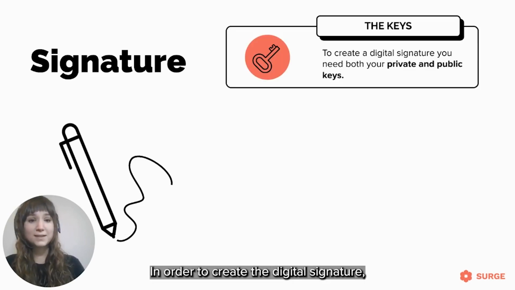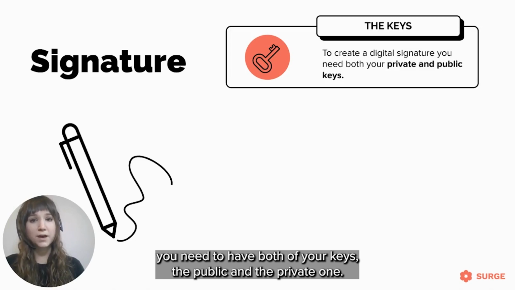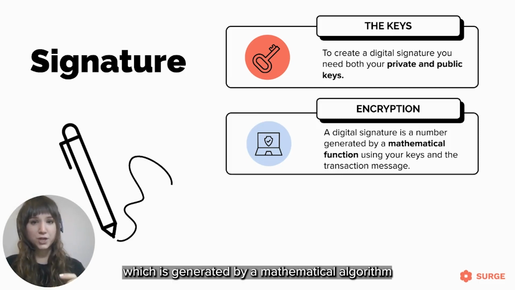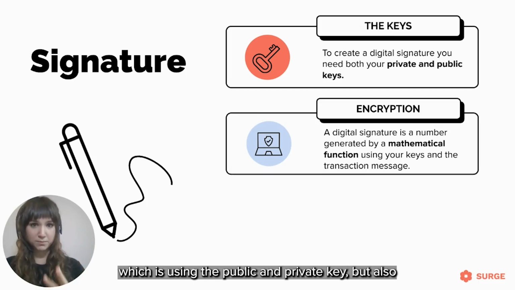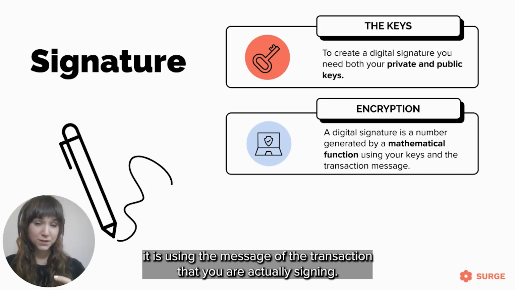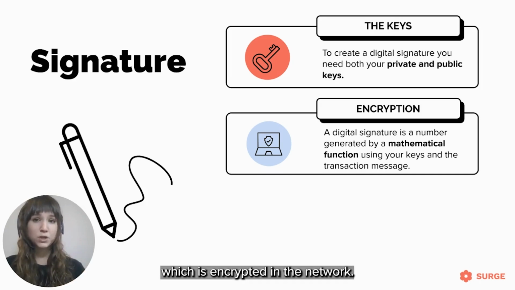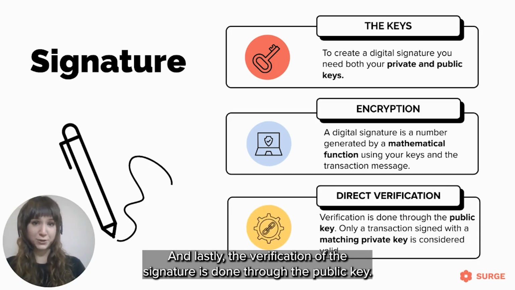In order to create the digital signature, you need to have both of your keys, the public and the private one. The signature is a number which is generated by a mathematical algorithm, which uses the public and private key, but also the message of the transaction that you're actually signing. As a result, you will get a unique number which is encrypted in the network. And lastly, the verification of the signature is done through the public key.